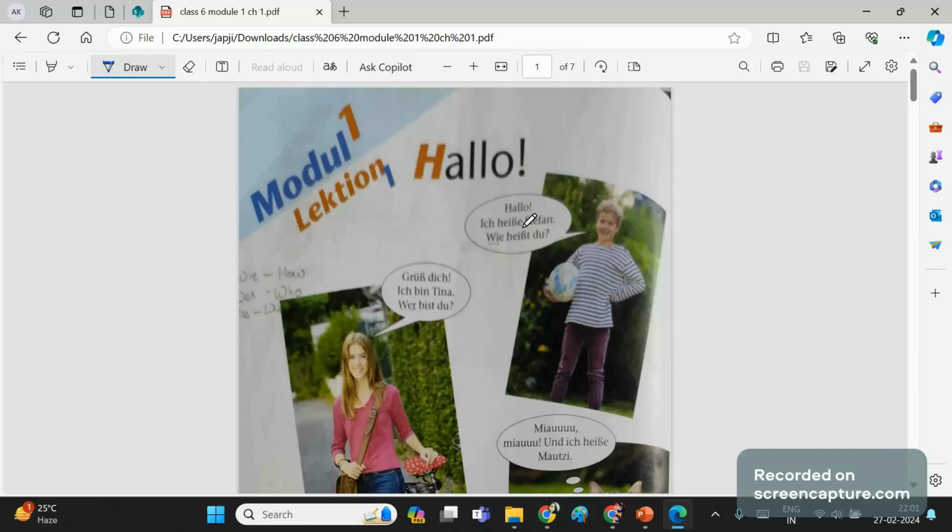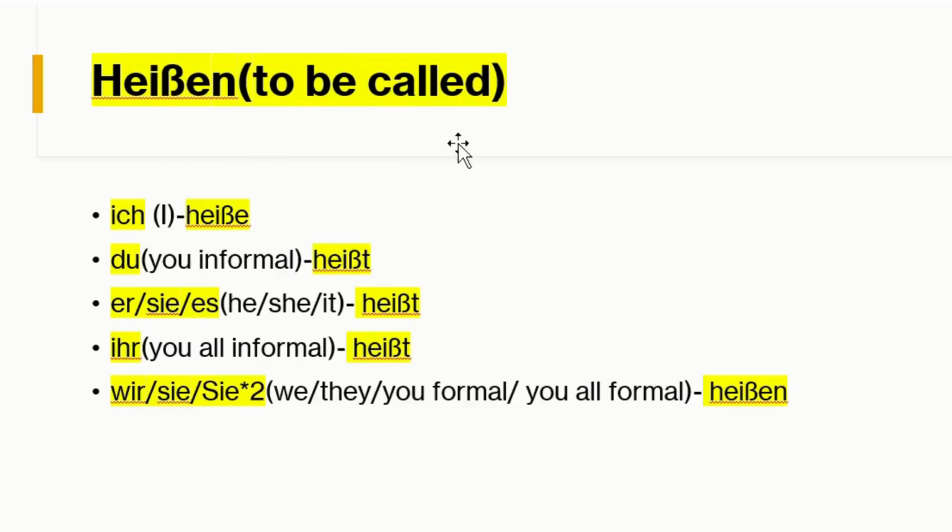So let's read further. Now there is another doubt which you all must be having. See, why is it heiße over here with ich and why is it heißt with du? This is because the conjugation of heißen differs. So this is the conjugation of heißen. Heißen means to be called. The conjugation with ich is heiße. Now generally the conjugation with ich has an e ending, so that's how you can memorize that with ich it will be heiße. With du, which means you informal in English, the conjugation is heißt.